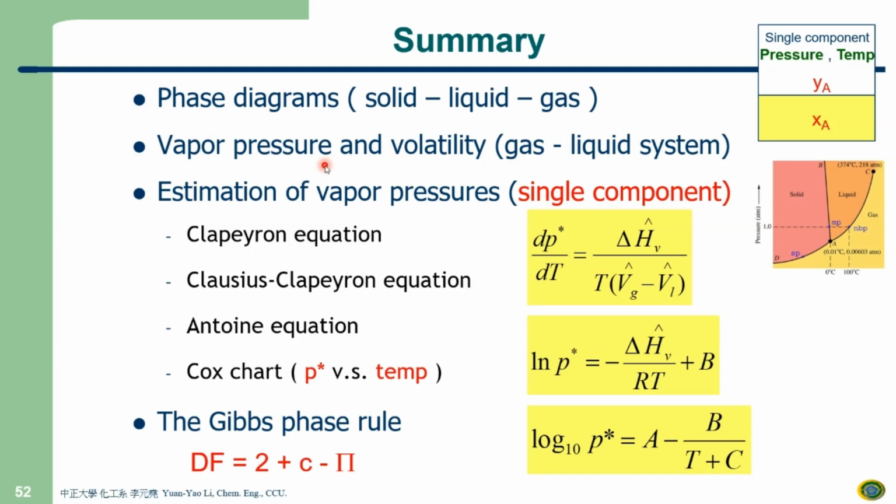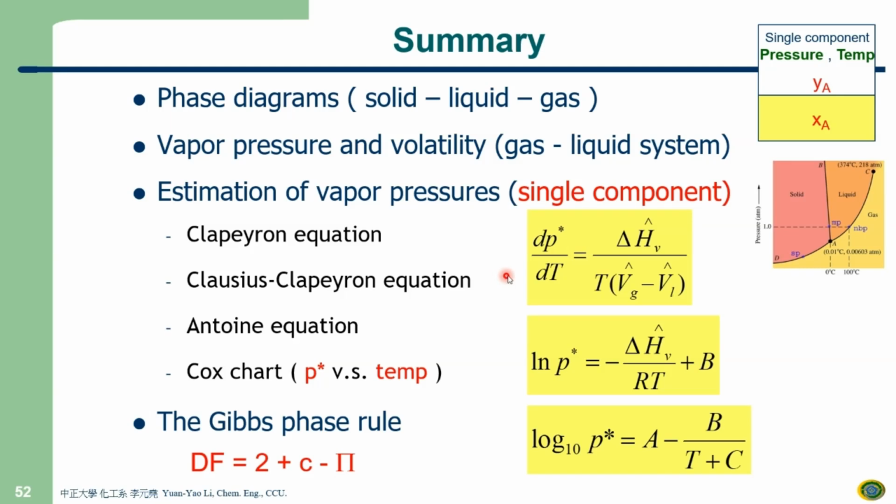After that, for the gas and liquid system, it's important to know vapor pressure. Everything is related to vapor pressure, and vapor pressure is related to volatility. If you have a high volatility for one species, the vapor pressure will be higher. Then we need to know how to estimate the vapor pressures for a single component, so we introduce three equations.